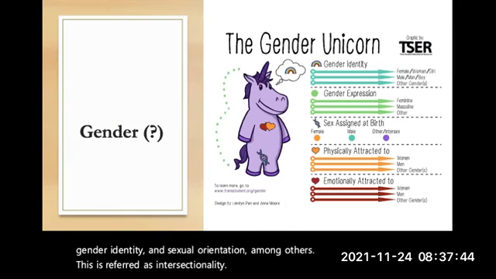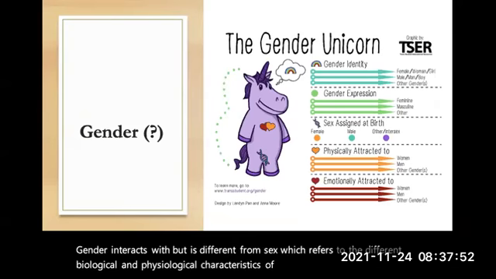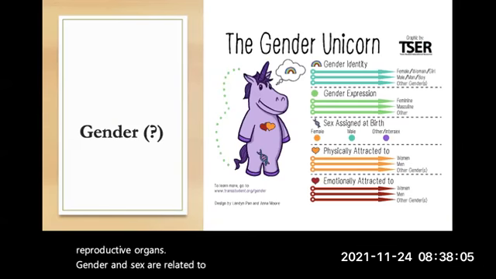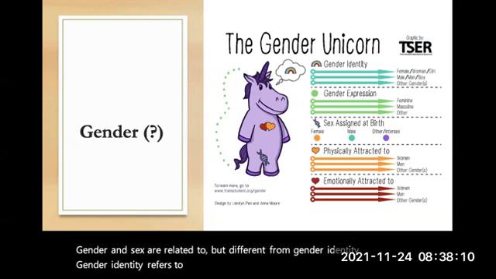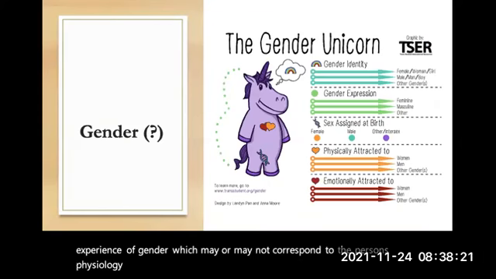Gender interacts with, but is different from sex, which refers to the different biological and physiological characteristics of females, males, and intersex persons, such as chromosomes, hormones, and reproductive organs. Gender and sex are related to, but different from, gender identity. Gender identity refers to a person's deeply felt internal and individual experience of gender, which may or may not correspond to the person's physiology or designated sex at birth.